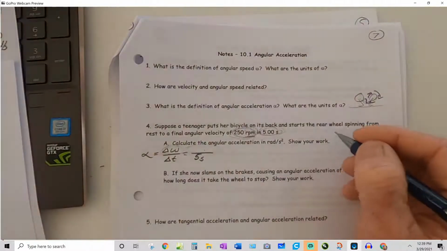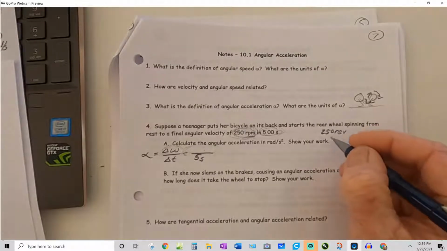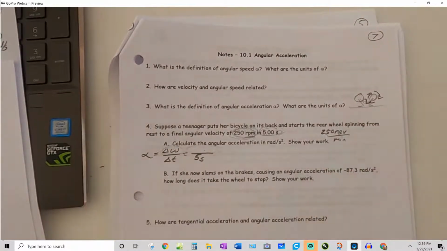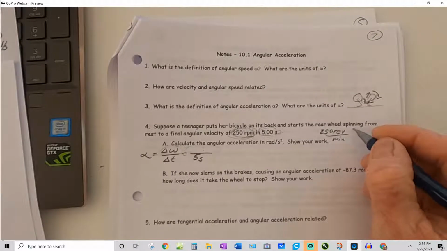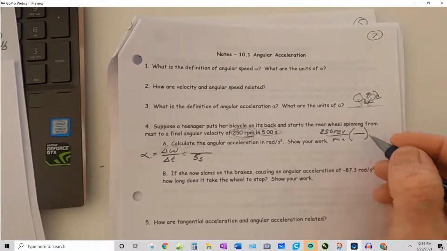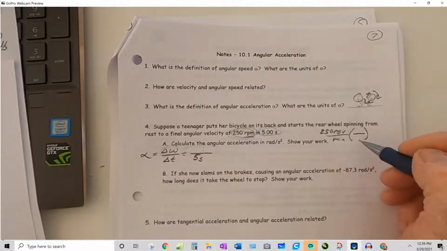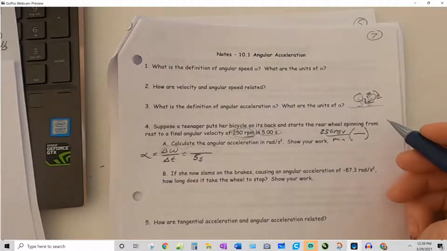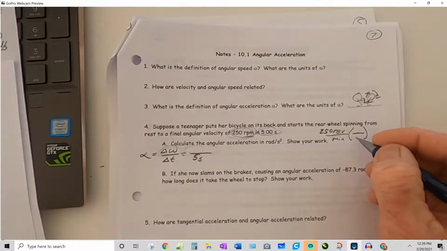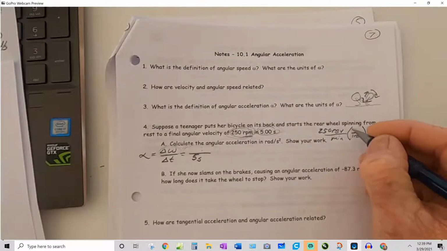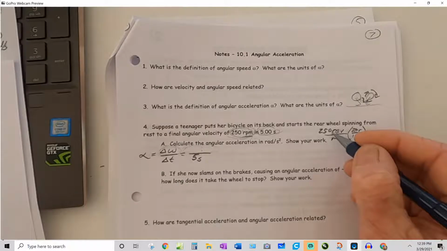So I'm going to just do a dimensional analysis thing over here. 250 revolutions per minute. And I want to turn that into radians per second. So I can deal with these two things separately. Can somebody tell me how many radians there are per revolution? Anybody? Because I want radians, not revolutions. One full revolution would be how many radians? 2 pi. So I can multiply this by 2 pi radians per 1 revolution, and that cancels out the revolutions.